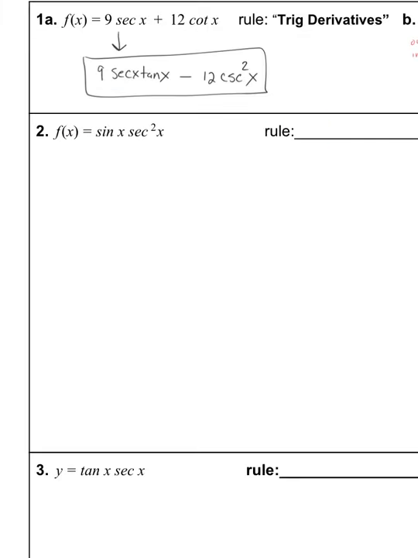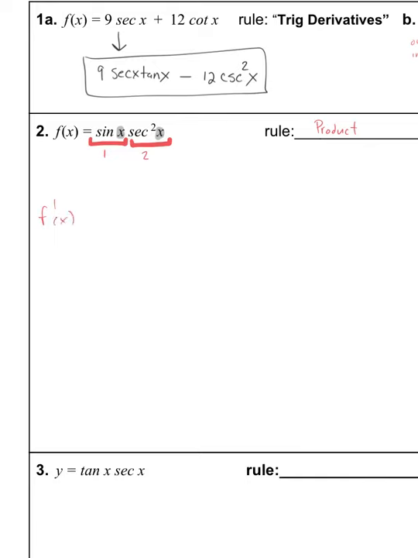Number 2, what rule should we start with? Well, your hint, of course, is that you see the letter x twice. So that is two separate functions multiplied together. Your first function is the sine of x, and your second function is secant squared of x. And that needs the product rule, 1d2 plus 2d1.